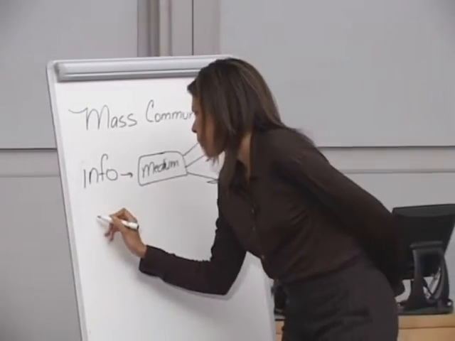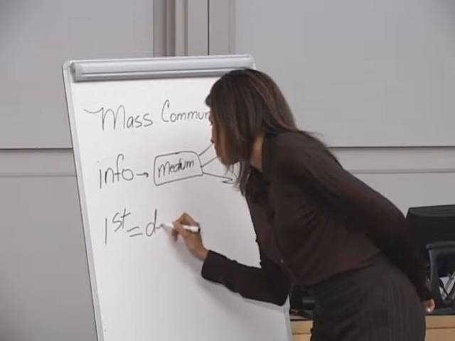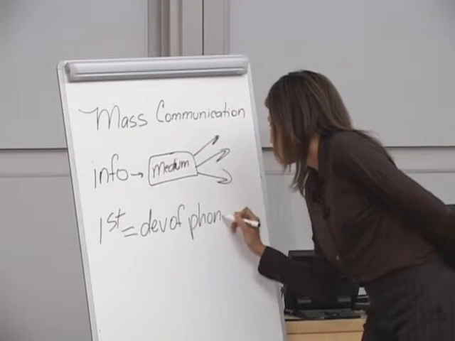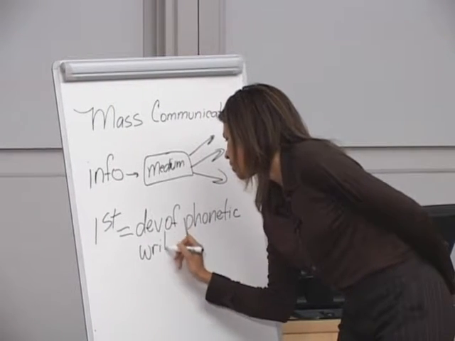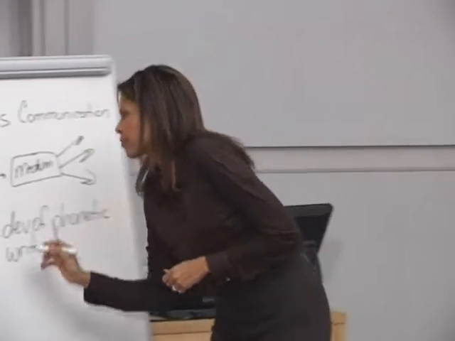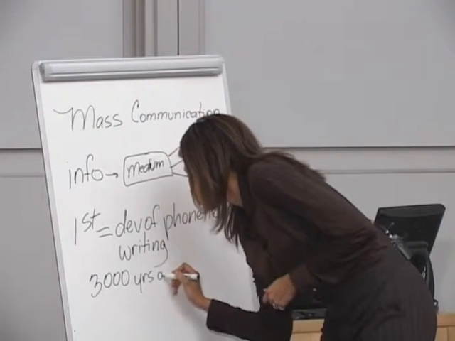So, first was the development of phonetic writing. All right, now this occurred 3,000 years ago. So it's 3,000 years ago. All right, now the development of phonetic writing meant that writing moved away from using pictographs.